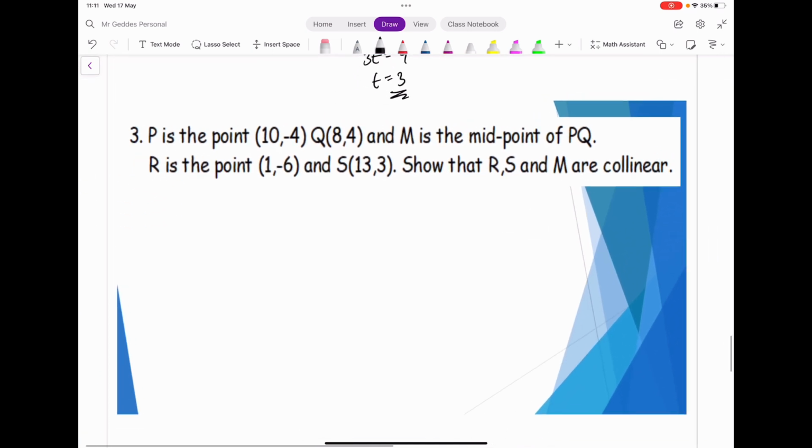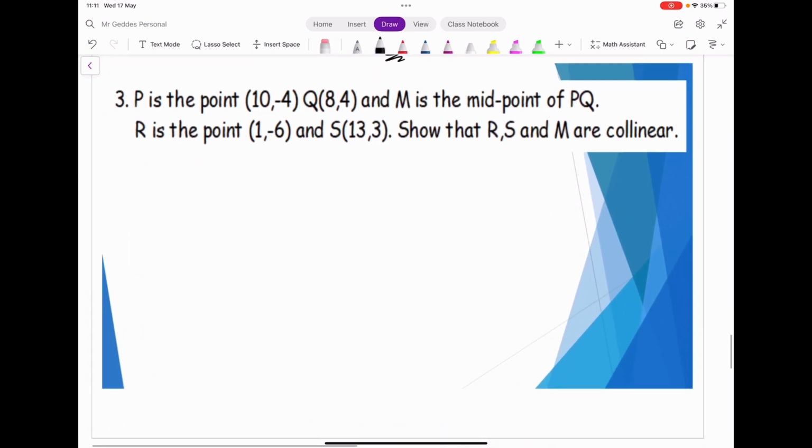Another one here. Have a go, and then I'll be back in a second. So this one brings in midpoints, as you can see. P is a point and M is the midpoint of PQ. Q is 8, 4. Then we have to show that R, S and M are collinear. So we're going to need the midpoint, so we're going to go for the midpoint first of all.